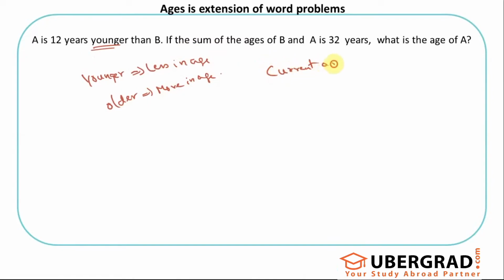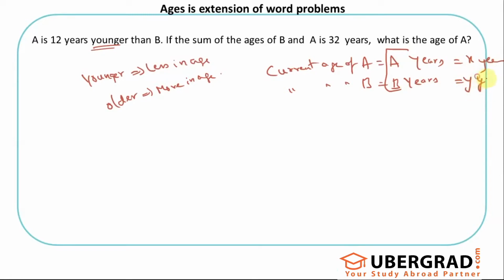So let's assume that the current age of A is A and the current age of B is B. These are the variables I took, like A years and B years, or I can take X years and Y years as well. That's fine. You'll get the same thing, nothing different, right?